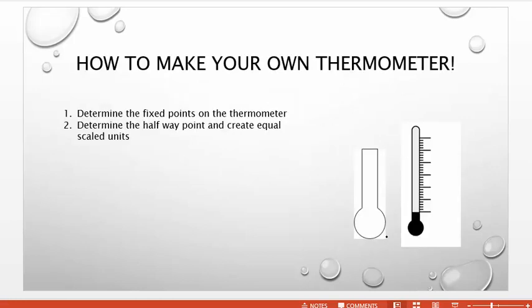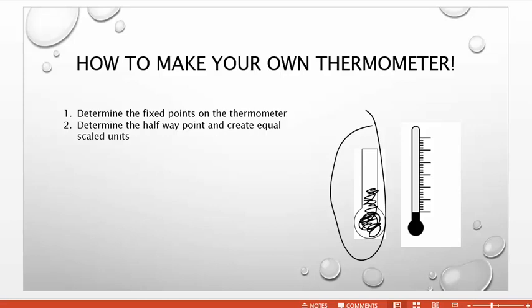So lastly, how you're going to make your own thermometer. When you come into the room either tomorrow or the next day, what you're going to be given is something that looks like this, which is a scaleless thermometer, and it's going to be filled up with some alcohol, the red alcohol that they use for thermometers, maybe up to that point.